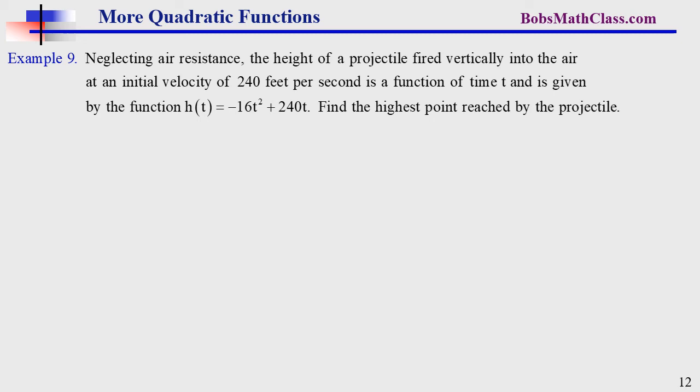Okay, now it's got a negative in front of the variable squared. Does that mean this parabola opens up or opens down? Right, because there's a negative, it opens down. So that means there's a maximum, which is the highest point. So we want to find the maximum. Okay, we still need to find the vertex. So instead of x equals negative b over 2a, we're going to use t equals negative b over 2a.